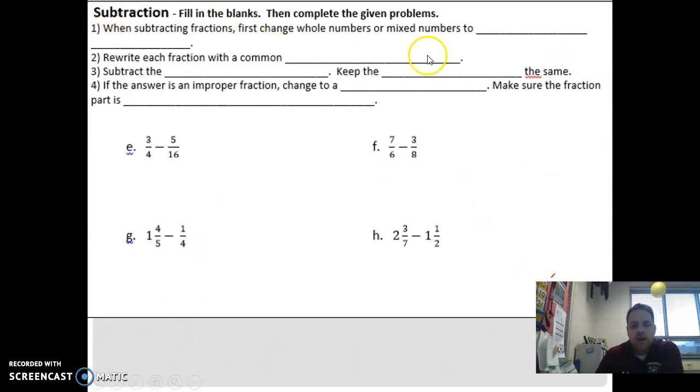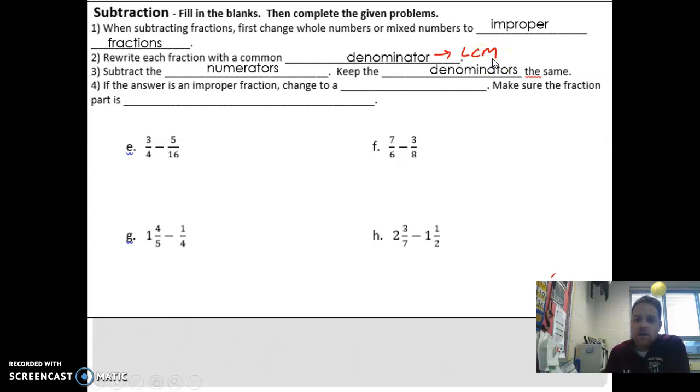Now over here, subtraction. Cool thing about it is, same thing. When subtracting fractions, first change the whole numbers or mixed numbers to improper fractions. Got it. Rewrite it with a common denominator. Got it. Remember, I'm going to make a note right here of LCM. Subtract the numerators. Keep the denominators the same. If it's an improper fraction, change it to a mixed number. Make sure the fraction part is simplified. So the cool thing about it is once we know addition, subtraction is not too bad.